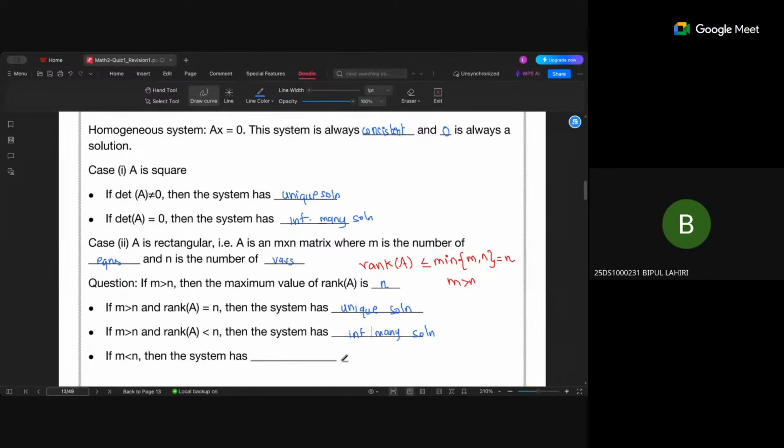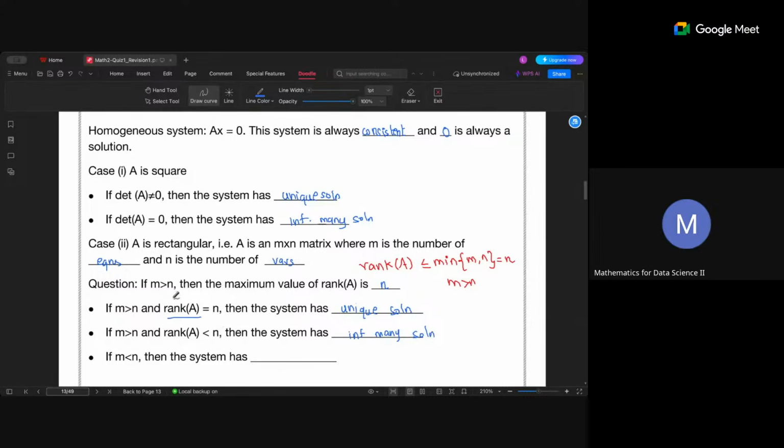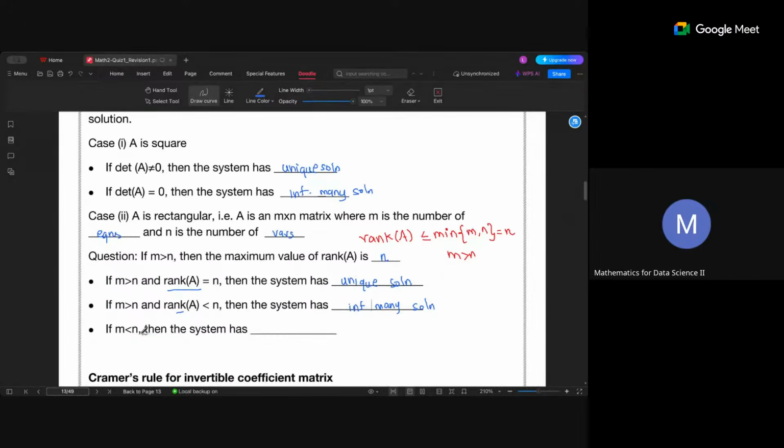Can you just tell us a little bit about the rank, because I don't think rank has been discussed in weeks 1 to 4, right? Rank is there in week 4, at the end of the last lecture. Okay, ma'am. I'll take a look at it. Thank you. If m is less than n, then the system has infinitely many solutions.